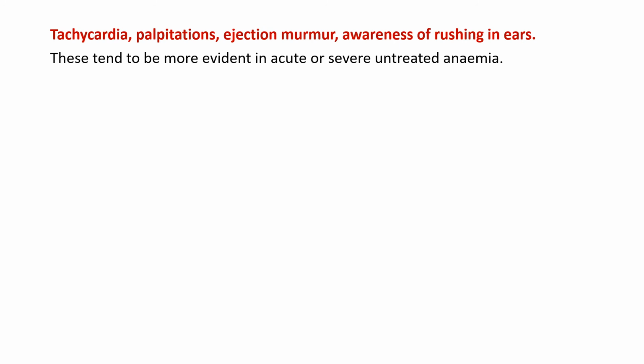Which brings us on to the cardiac effects. So we have tachycardia, palpitations, ejection murmur, awareness of rushing in ears, all cardiovascular effects. They tend to be seen in people with an acute anemia, or a severe untreated anemia, rather than just your average person that walks in a bit tired all the time.